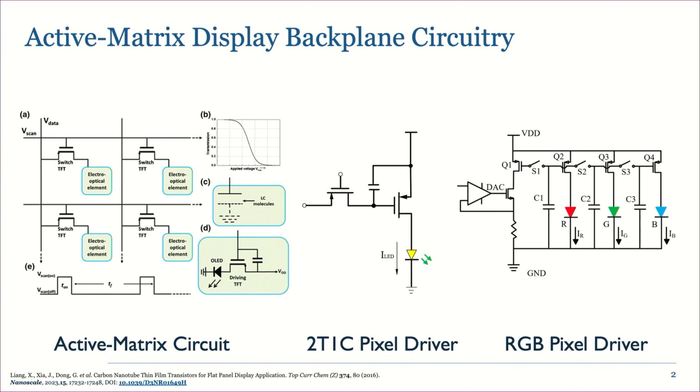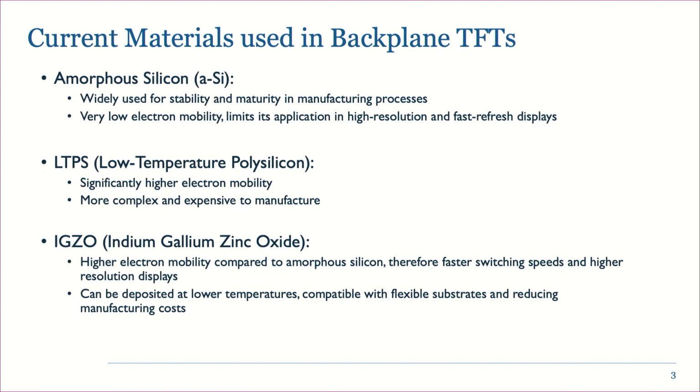So these transistors are typically called thin film transistors, or TFTs. And there's currently three main materials that they're made out of: amorphous silicon, low temperature polysilicon, or LTPS, and amorphous indium gallium zinc oxide, or IGZO. Each of these materials has its advantages and disadvantages. Amorphous silicon is very widely used because it's very cheap to make. The problem is that it has very low electron mobility, which indicates poor material quality.